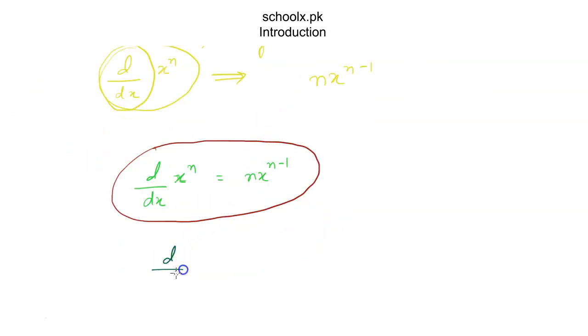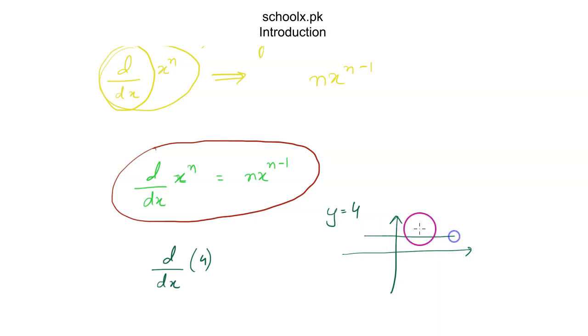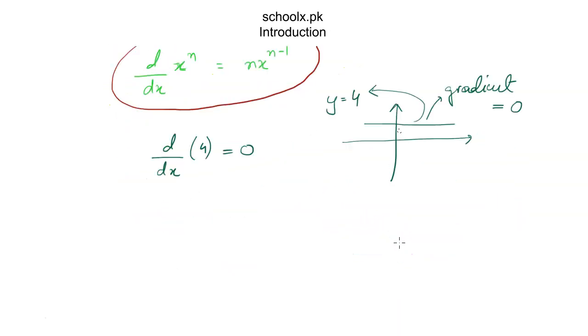Let's say you're supposed to find the derivative d by dx of 4. We know that if y equals 4, this is our line y equals 4 right here. So what is the gradient of this line? 0, right? The whole concept of differentiation, of the derivative, revolves around the gradient. The gradient of a constant number will also be 0, because what the derivative gives you is the gradient equation of that function. Now the gradient of 4 at all points will be 0. So the derivative of a constant term is 0.